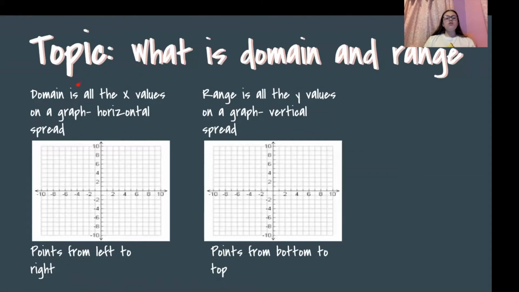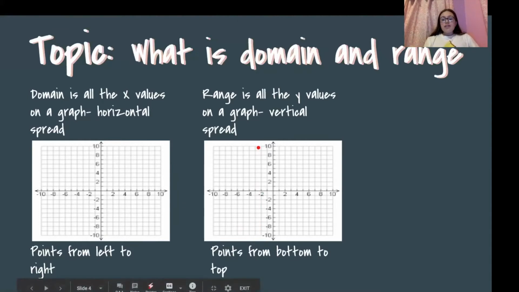Domain is all the x values on a graph, so basically the horizontal spread. This really helped me remember because sometimes I get x and y on a grid confused. And then all of the y values on a graph is the vertical spread. So domain is left to right, horizontal like the horizon. Remember, the horizon is where the sunsets are, where you look in the distance. And then the vertical spread is up and down. This is art class for me. I just remember those terms: vertical, up and down on the grid.